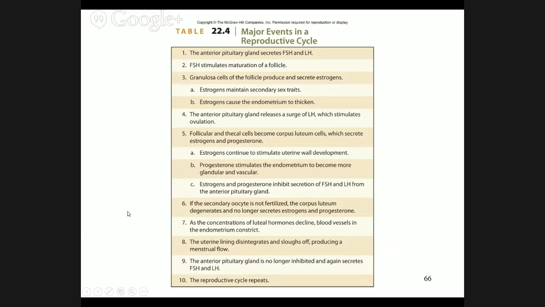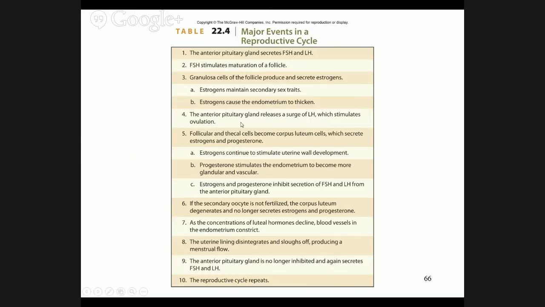And here are the major events in a reproductive cycle. You should get to know these. The anterior pituitary gland secretes follicle-stimulating hormone and luteinizing hormone. FSH stimulates maturation of the follicle. The granulosa cells of the follicles produce and secrete estrogens. The estrogens maintain secondary sex traits and cause the endometrium to thicken.